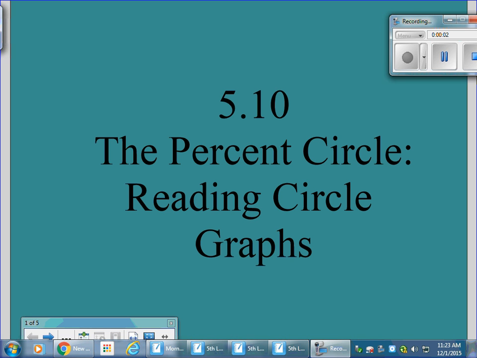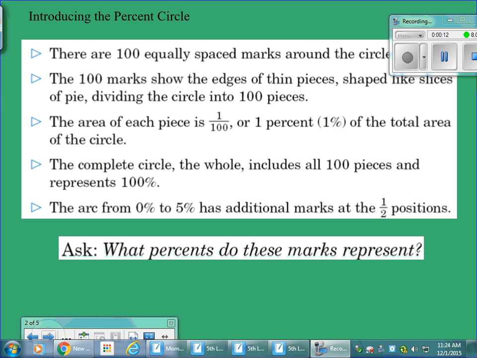Good evening, fifth graders. Tonight you're going to be learning how to use your percent circle measuring tool that is on your geometry template. Okay, let's take a look at how to use it.